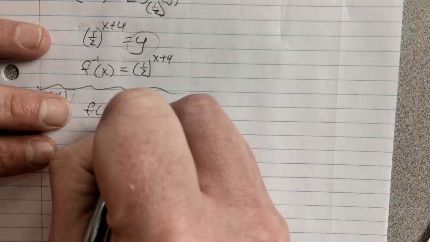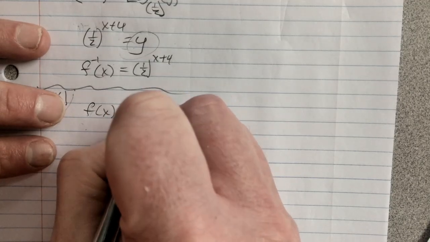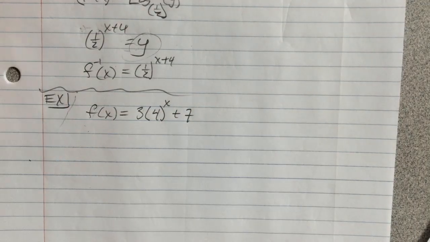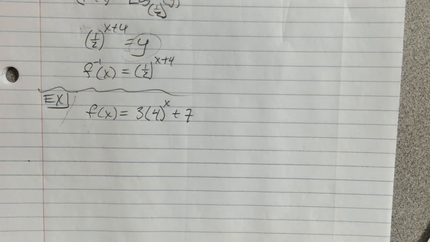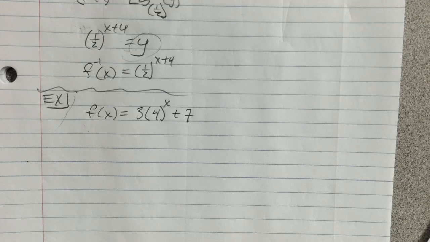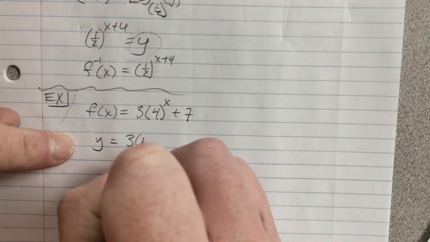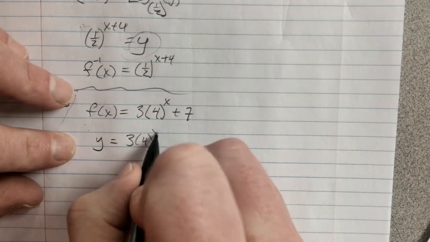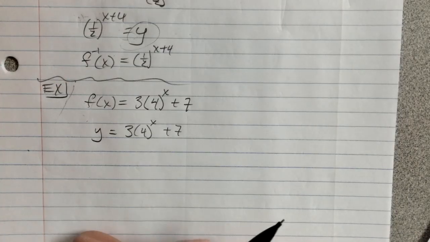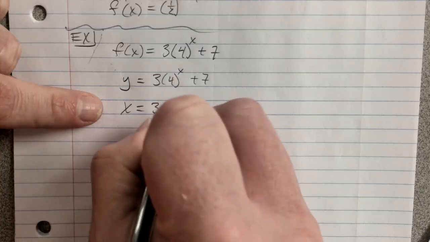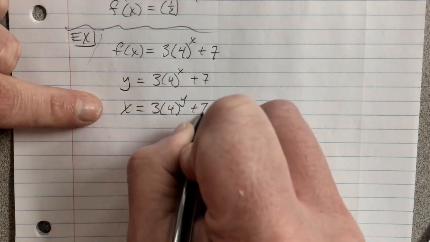Alright. Let's find this one. Let's go 4 raised to the x plus 7. Alright, let's find the inverse. What form did we start in? What type of function is this? Yeah, where's the variable? This is exponential. Alright, so we start by y equals 3 times 4 to the x plus 7. And now the meaning of inverse, what do we do? Switch. So x equals 3 times 4 to the y plus 7.